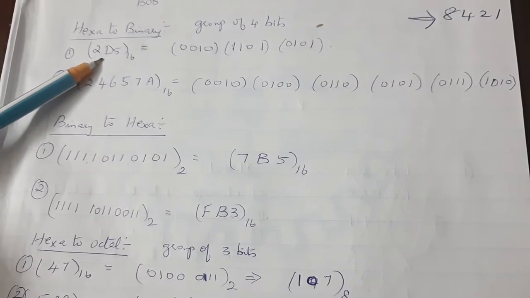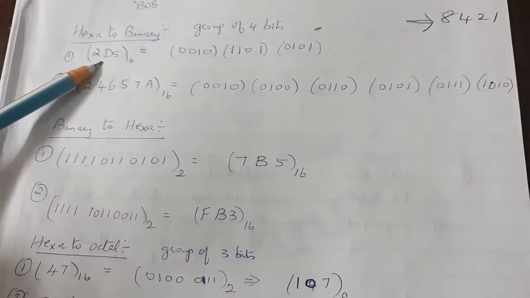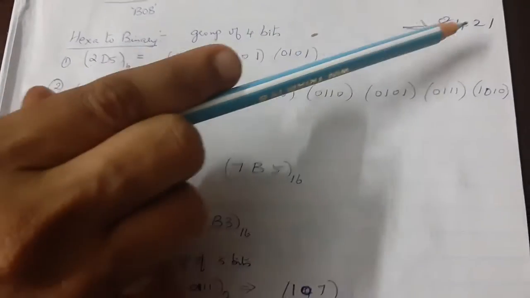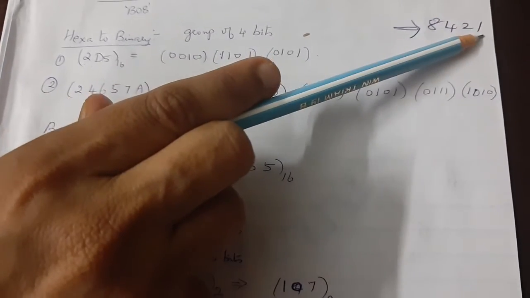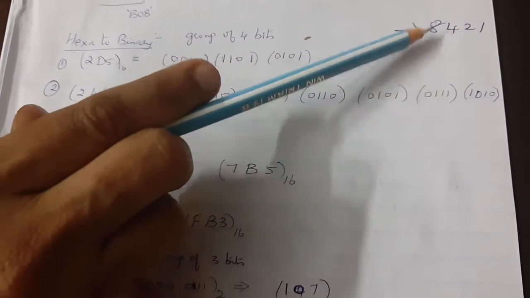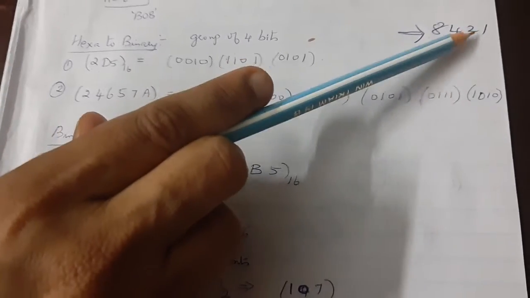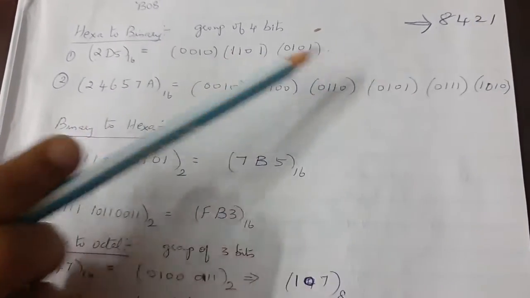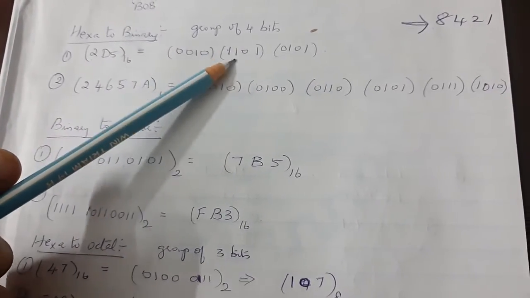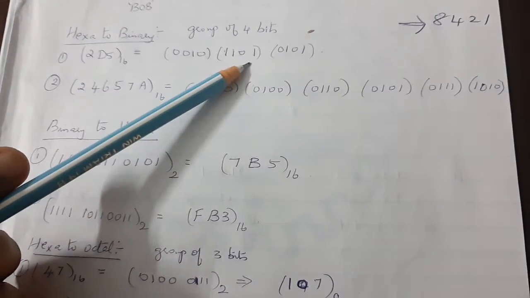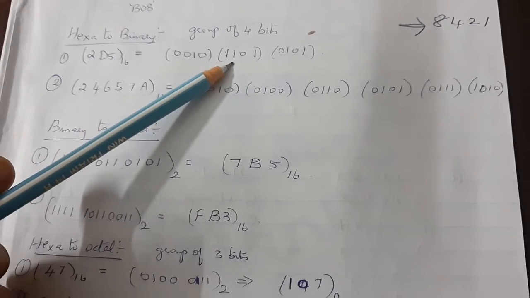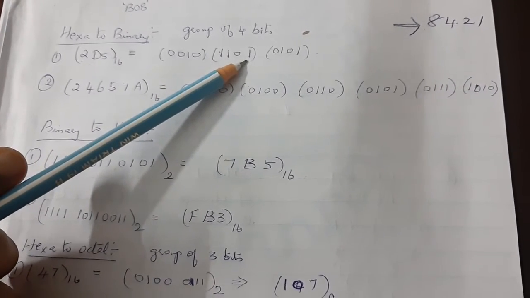D is how much? A is 10, B is 11, C is 12, D is 13. So 13, how do we represent here? 8 plus 4 plus 1, 13. So 8 is 1, 4 is 1, 2 is 0, 1 is 1. 8 plus 4, 12, 12 plus 1, 13.